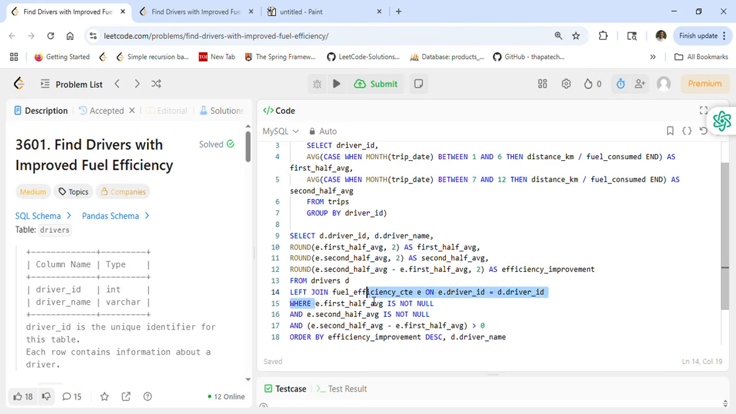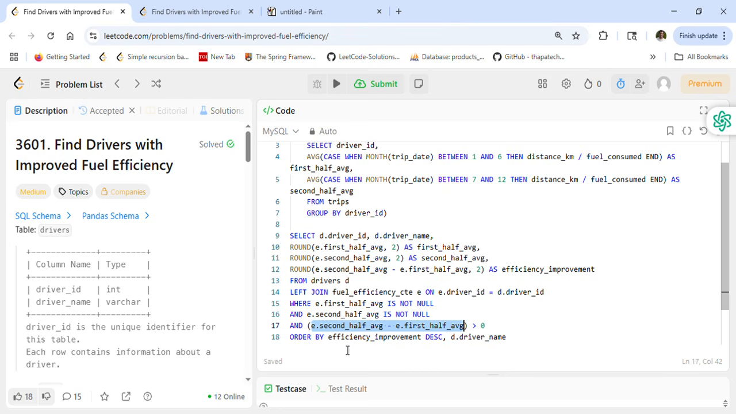Where E dot first half average should not be equal to null, and E dot second half average should not be equal to null. This is the first thing. Then what will you check? You will check the difference, E dot second half average minus E dot first half average. This difference should be greater than 0. Then only you can say that the fuel efficiency has improved in the second half, correct?